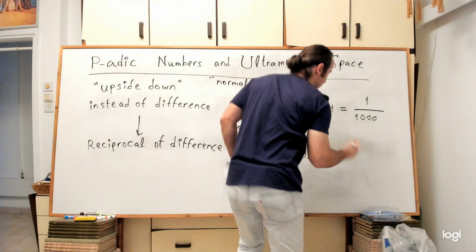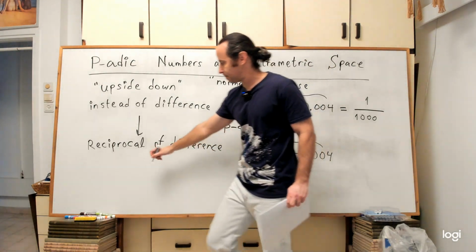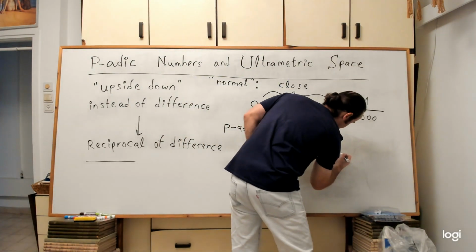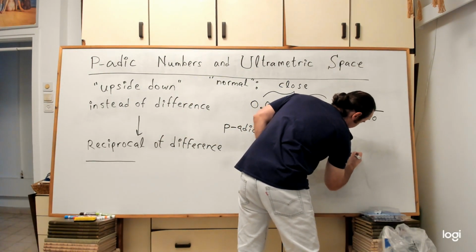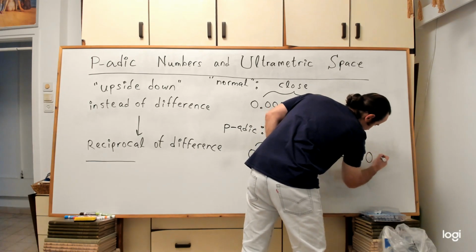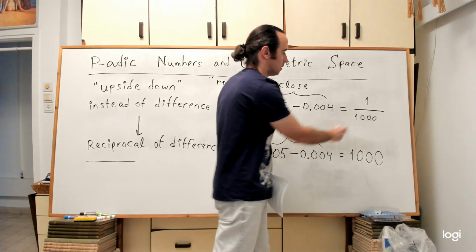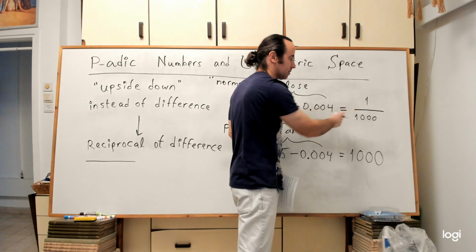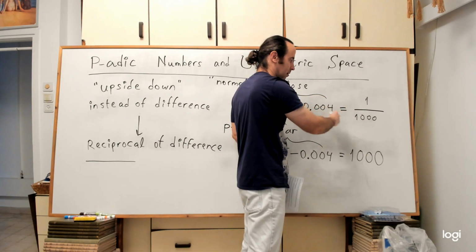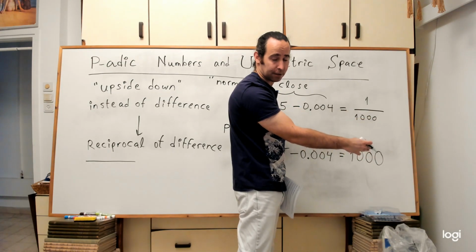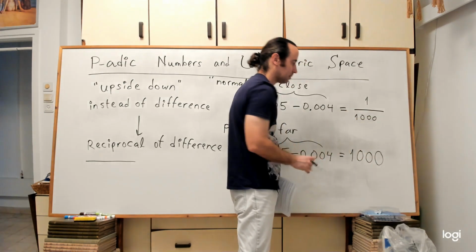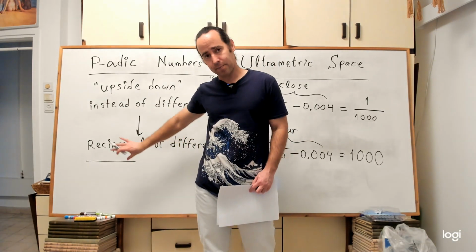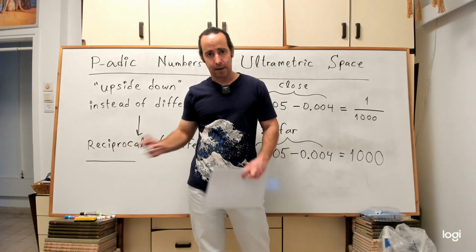Why? Because we look at the reciprocal. So it's 1,000. It's not 1 over 1,000, it's 1 over this. So it's 1 over 1,000, which is 1,000. We flip it. This means flip. Reciprocal.